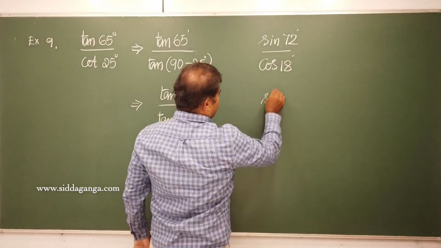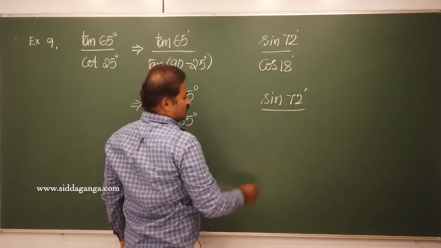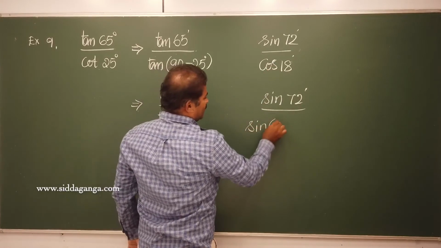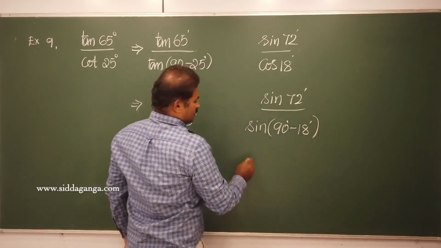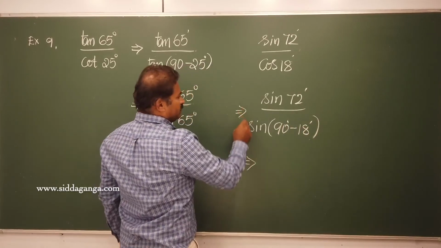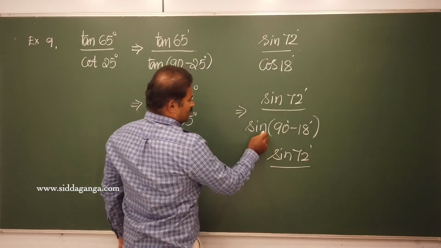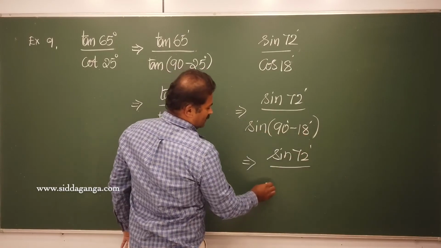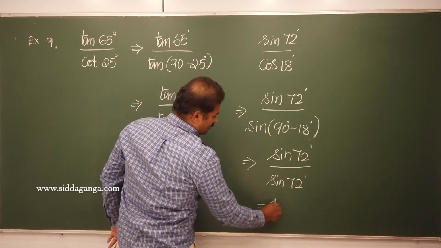You keep one of the angles like that. And for cos complementary, what can you take? Sin (90 minus 18) degrees, which is equal to sin 72 degrees divided by sin (90 minus 18), which is sin 72 degrees. And you can divide this, the value is 1.